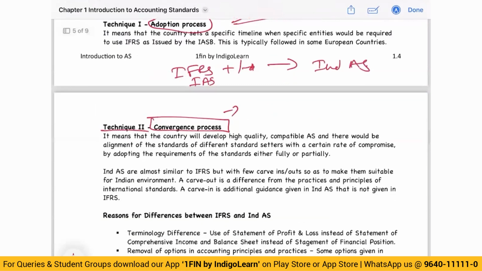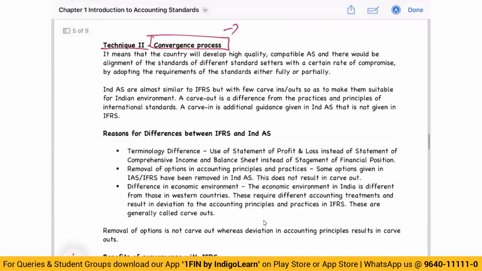So either IFRS or IAS. Whatever we add is called a carve in. Whatever is removed is called a carve out. Okay. So a carve out is a difference from the practices and principles of international standards. International standards say something which we don't follow. All of these you'll understand at final level. So no need to worry about what is there and what is not there.